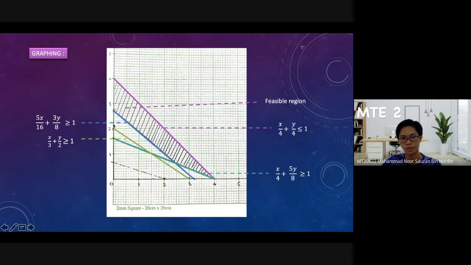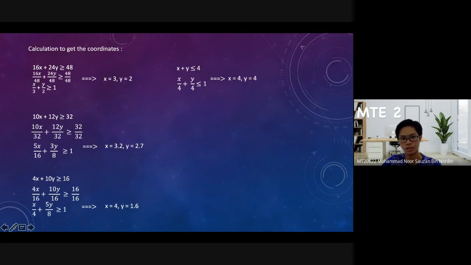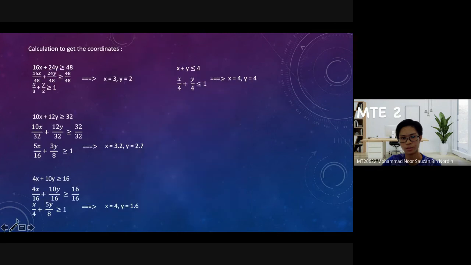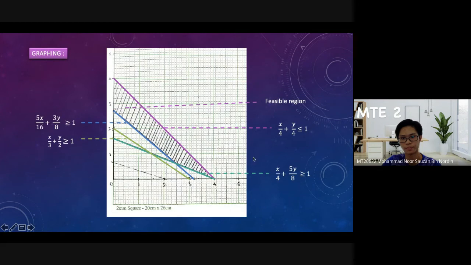For the blue one, it is for the carbohydrates, and the green one is for the fat. For the lime colored line, it will be the protein, and the purple one will be the weight. So this region is called the feasible region.